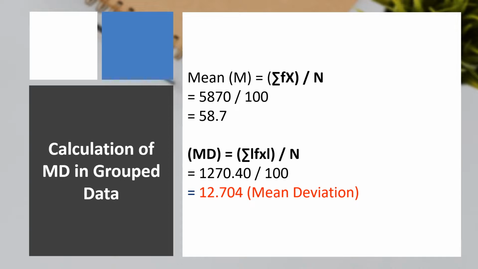But our intention is to find the mean deviation, and you know the formula for mean deviation is summation of f|x| upon n. The summation of f|x| we have already calculated in the earlier slide, that is 1270.40. So here, 1270.40 upon 100. When you divide it by 100, you will find that the decimal point moves two digits, so it will be 12.704. This is the mean deviation, in ungrouped data and also in grouped data.